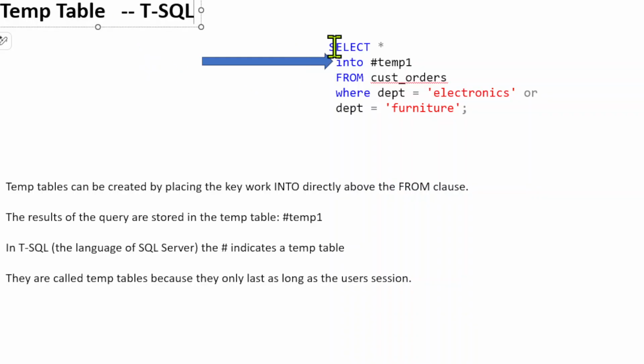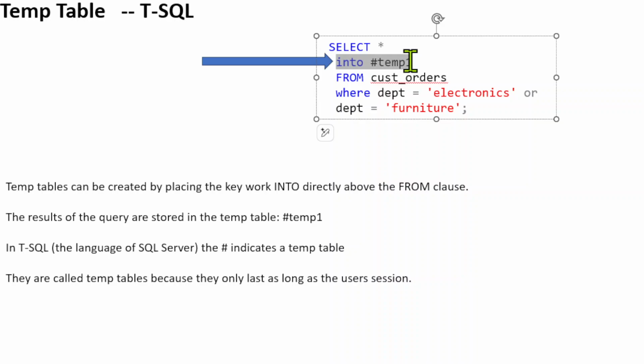The command we use is, between our select columns and our from, before the from, we put a phrase called into. And then we use a pound sign or a hashtag. And that tells SQL Server this is a temporary table. So we have the select statement, which everything else you should be able to read. Select from customer orders where department is electronics or department is furniture. And now this is the only new thing, we're into temp 1.